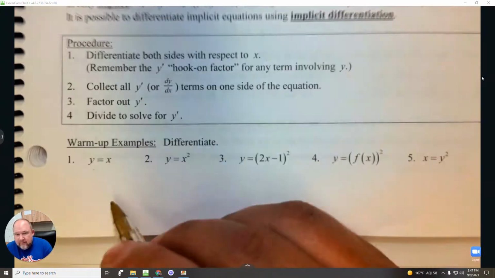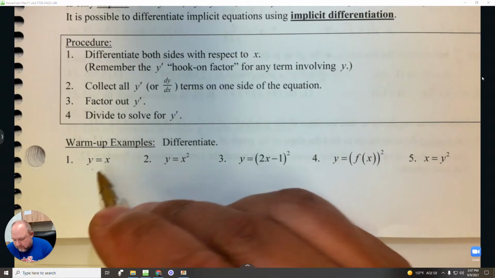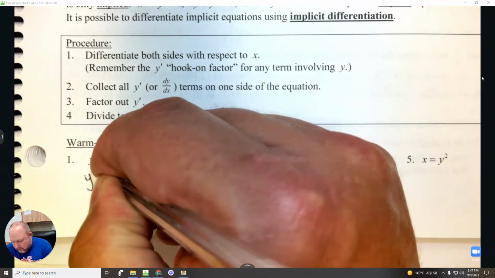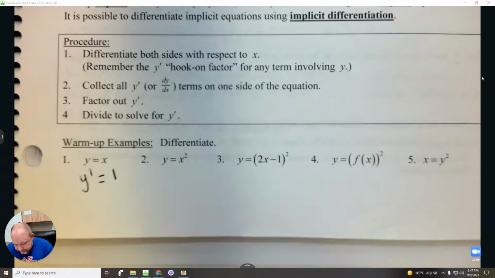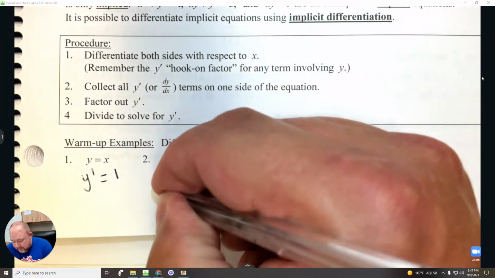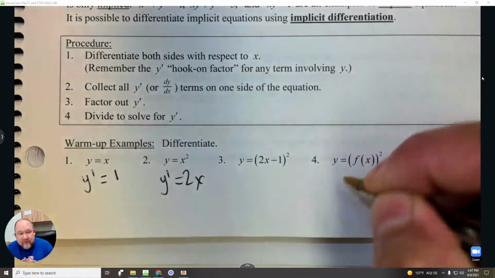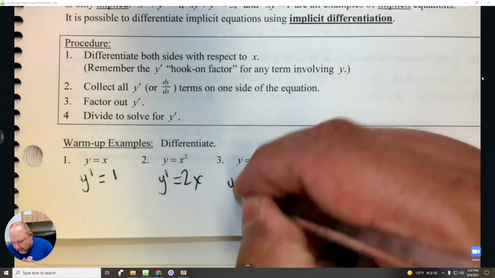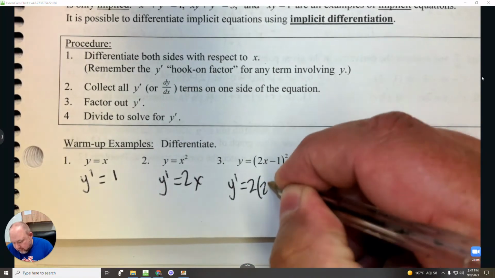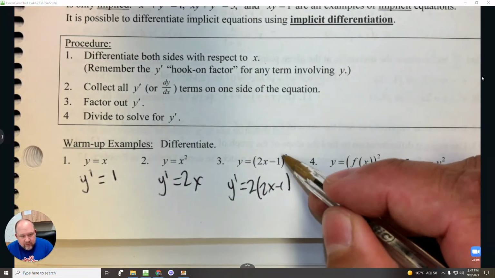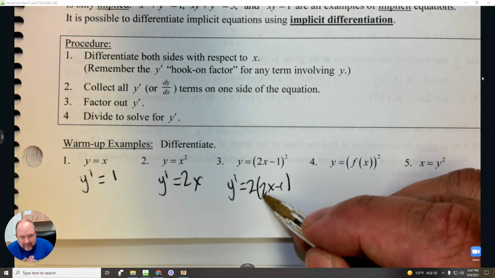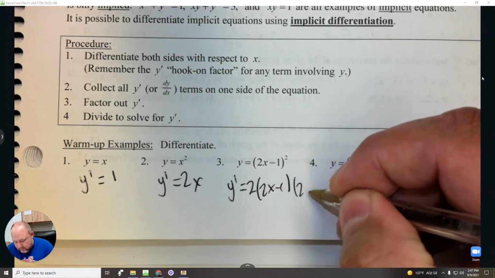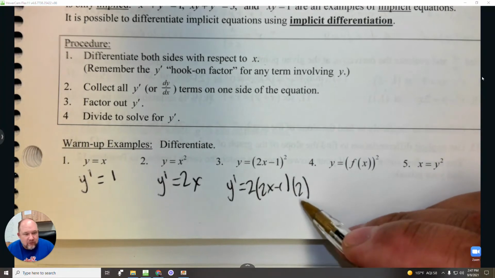The derivative of y equals x. This is explicit. We've done this. It's y prime equals 1. What's the derivative here? We've done this. y prime equals 2x. Just a warm-up here. Y prime 2, 2x subtract 1, subtract 1 from the exponent. And then we need a hook. The derivative of 2x subtract 1 is 2.